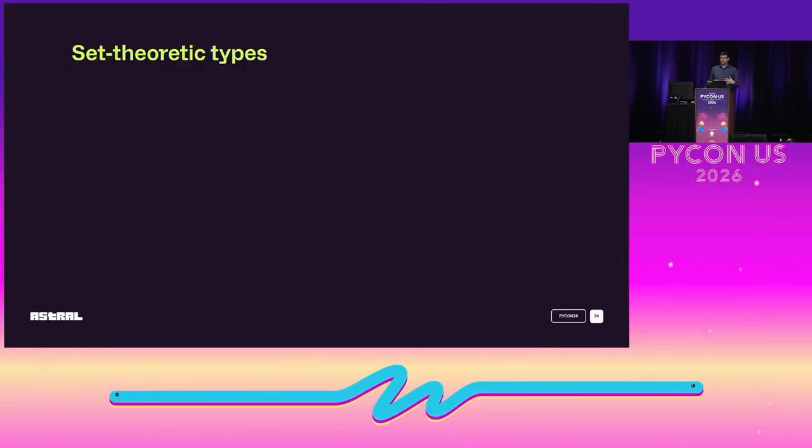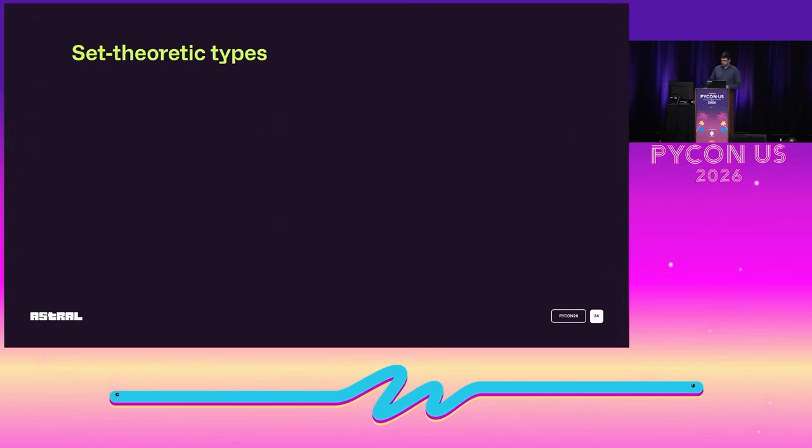We should take a step back here and talk a little bit about what these intersection and negation types are, since we aren't used to seeing these in Python. The general term for union, intersection, and negation types is set-theoretic types, because these types map directly onto set theory. So let's do some Venn diagrams.